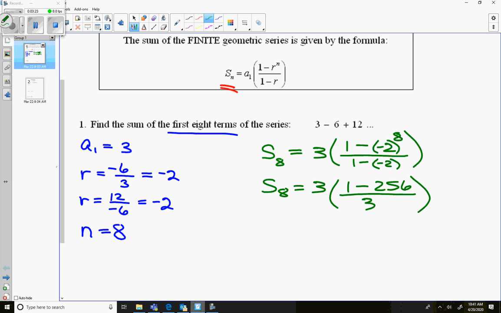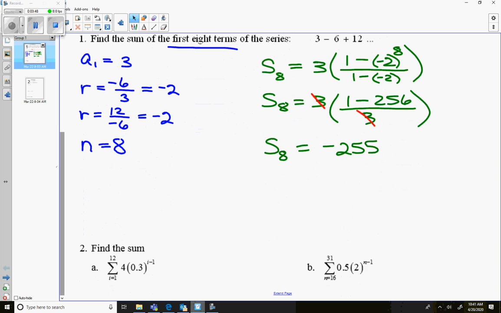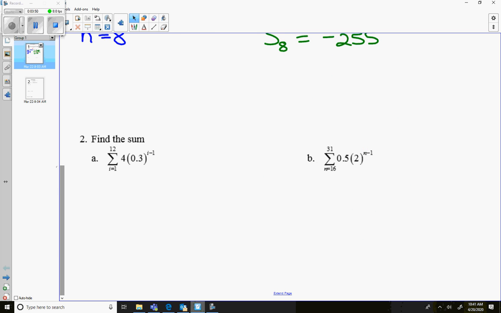Now, in this case, the 3's cancel, so it makes the math fairly easy. So we just simply get 1 minus 256, which is -255. And that is our answer. That's the sum of the first 8 terms. Again, it's another formula that you have to know. Got to have it memorized. But that is it.